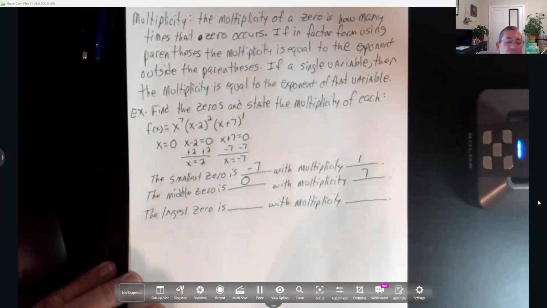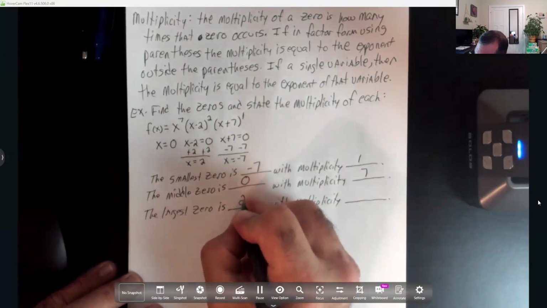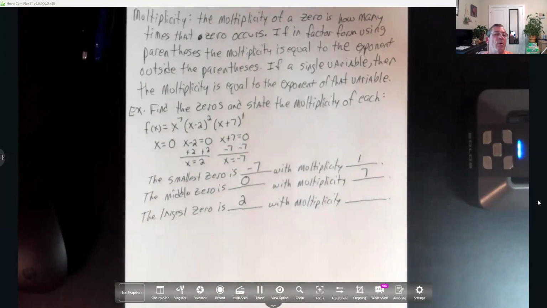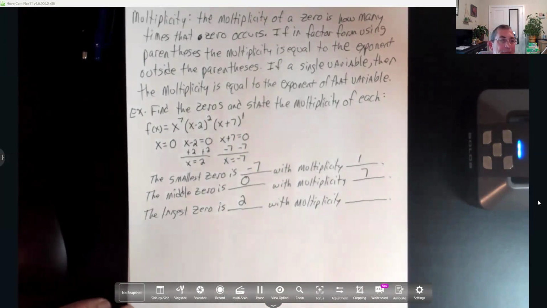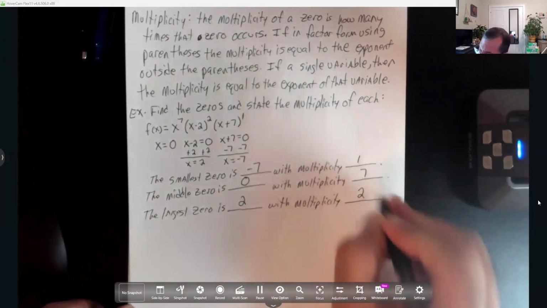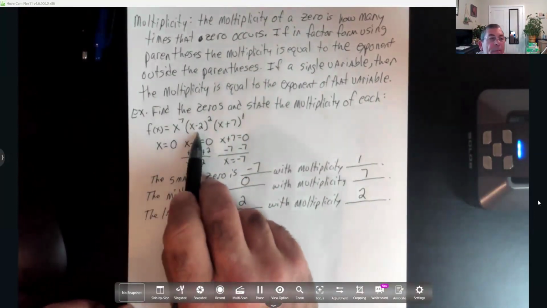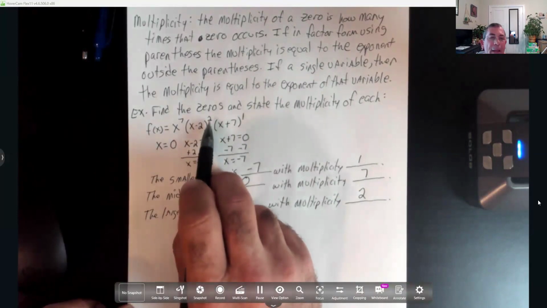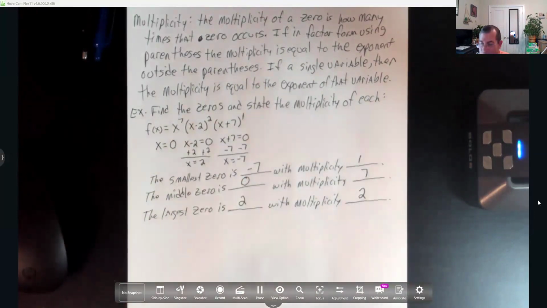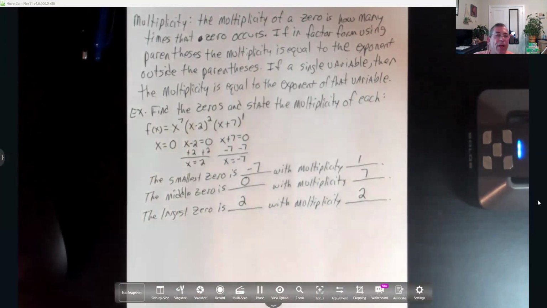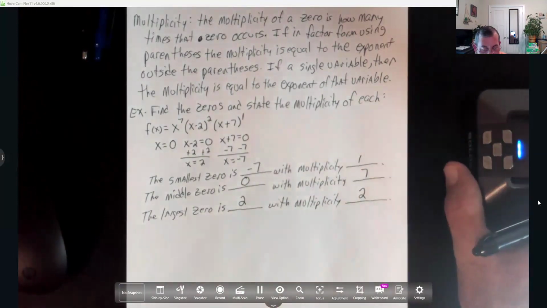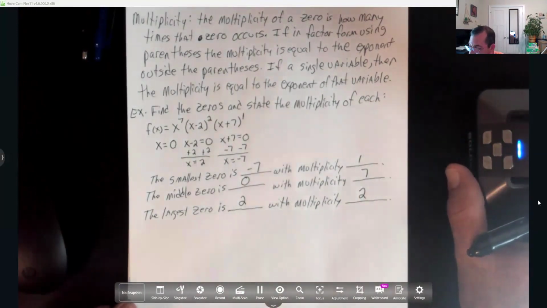So Jackson, what are you putting? 2. Good job. And what is this multiplicity? So good job. It is also 2 because the 0, 2 came from the x minus 2 factor and it had an exponent of 2. So good job. So let's play with some of these for a little bit and see what you do, okay?